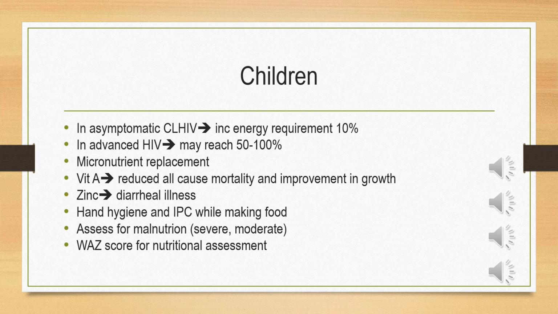Micronutrient replacement has not been included as a firm recommendation. However, different studies have shown that it may help in improving mortality and morbidity in different conditions. For example, vitamin A has been shown to reduce all-cause mortality and improve growth when given to malnourished children. Similarly, zinc, when given in acute diarrheal illnesses, has been shown to reduce morbidity. Vitamin D, when given to poorly nourished children in sub-Saharan African countries, has been shown to reduce the duration of all hospital admissions.